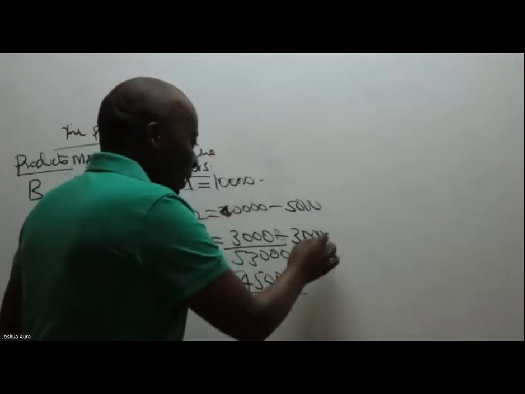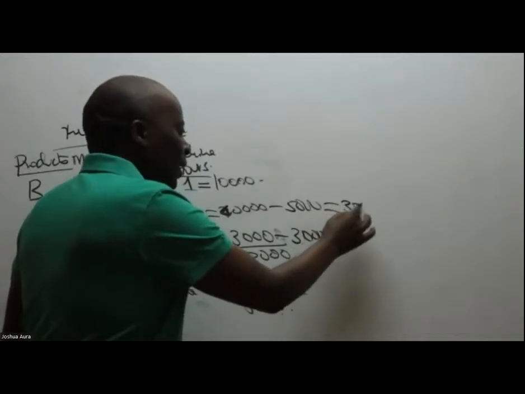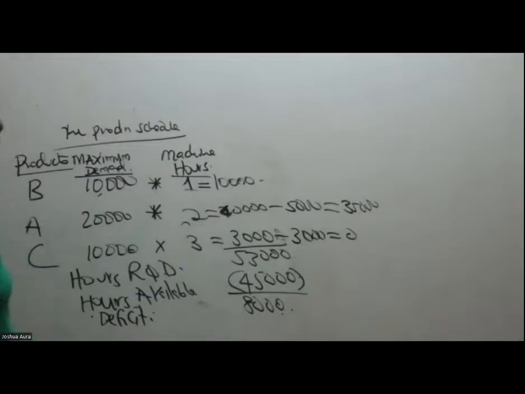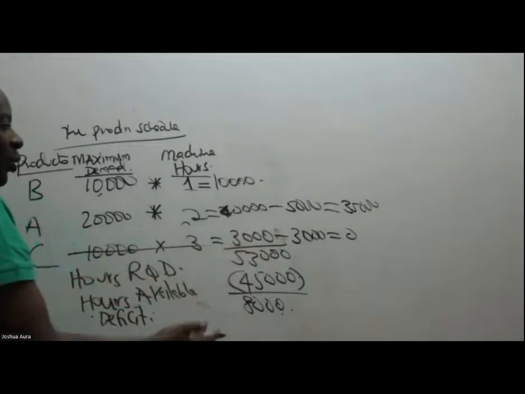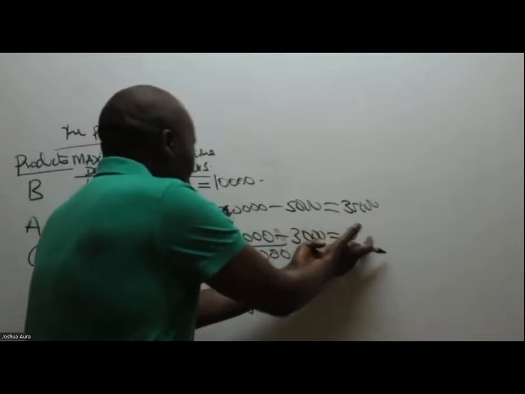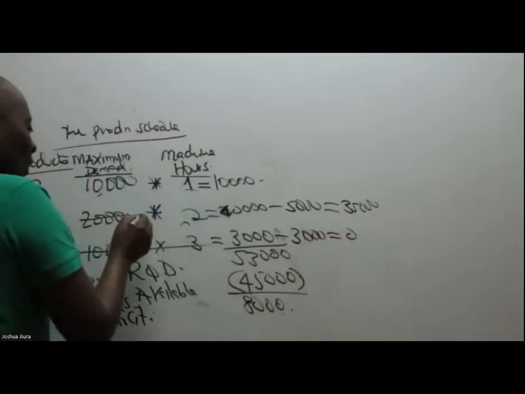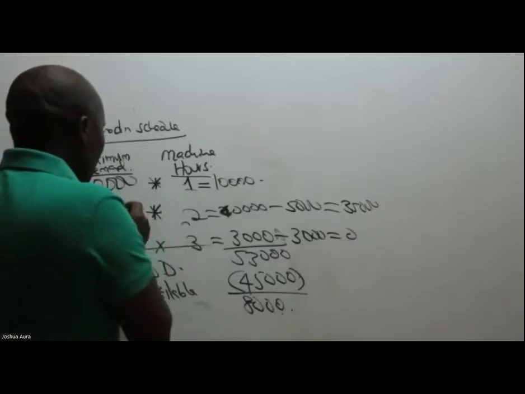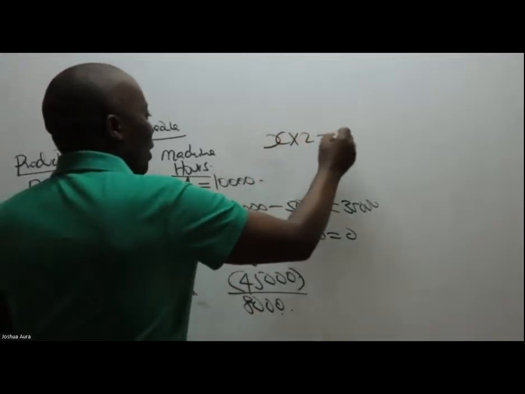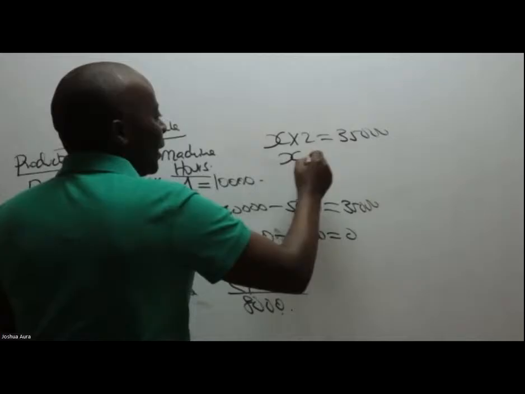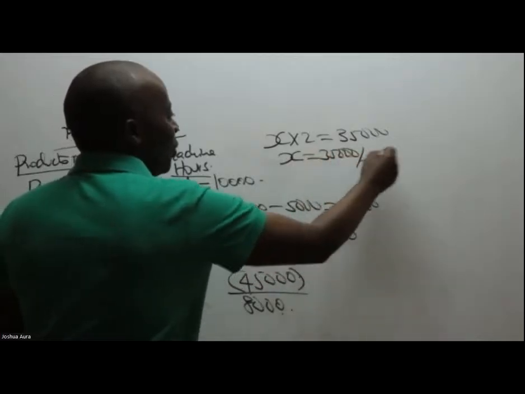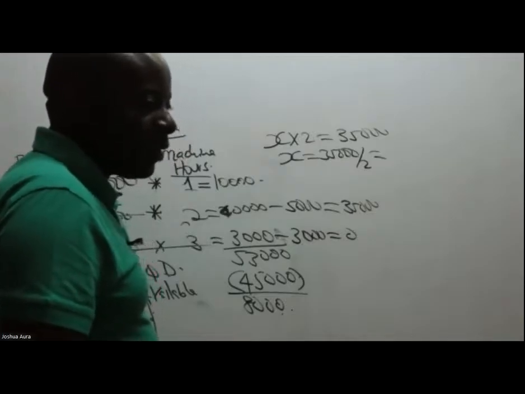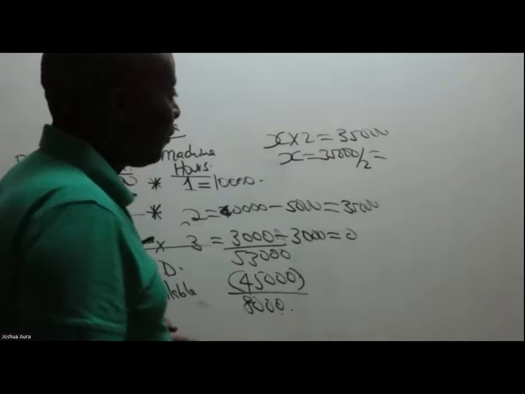So here, of course, this is 0. This one now will be 35,000, right? So C will not produce anything at all because now there is nothing available for C. But for A, I have to look for the new quantity. So I'll call this X. So it will be X times 2 equals 35,000. Meaning X will be 35,000 divided by 2, which gives me how many units? 17,500.